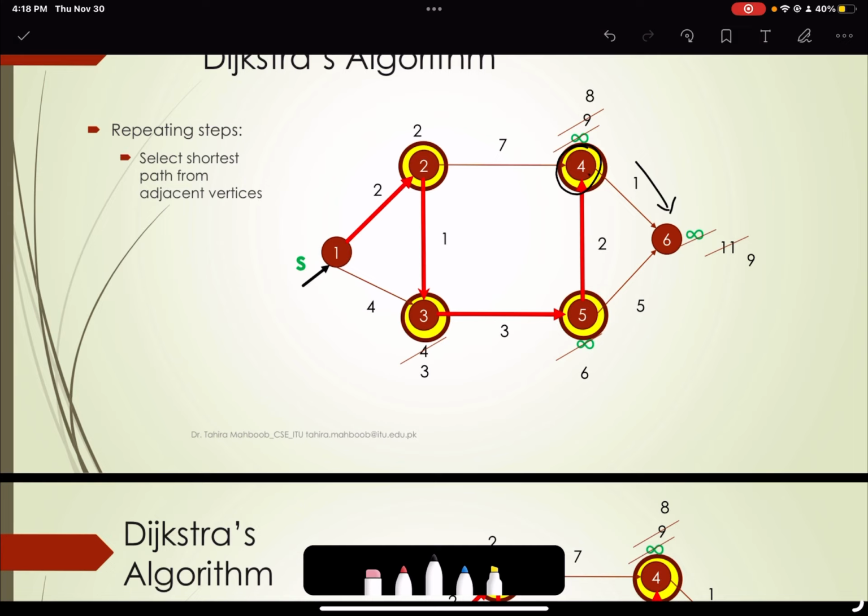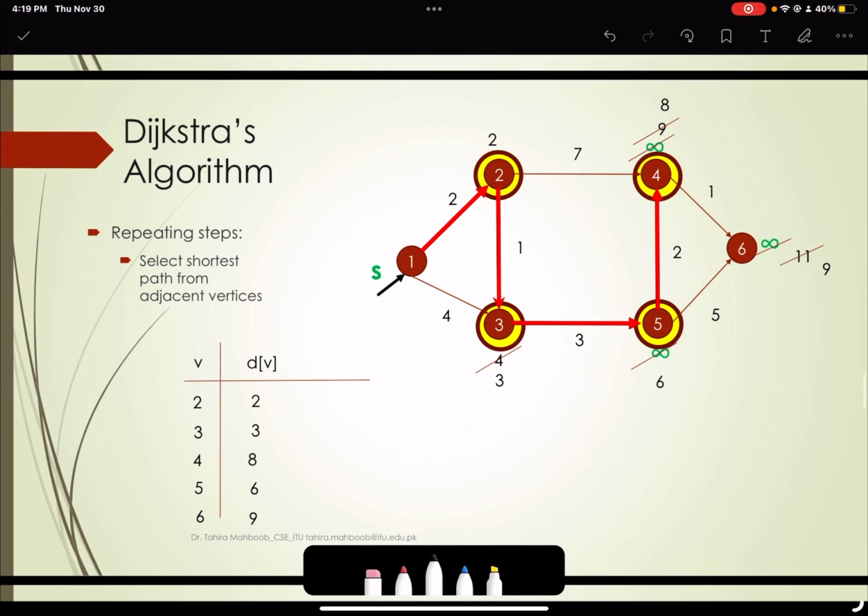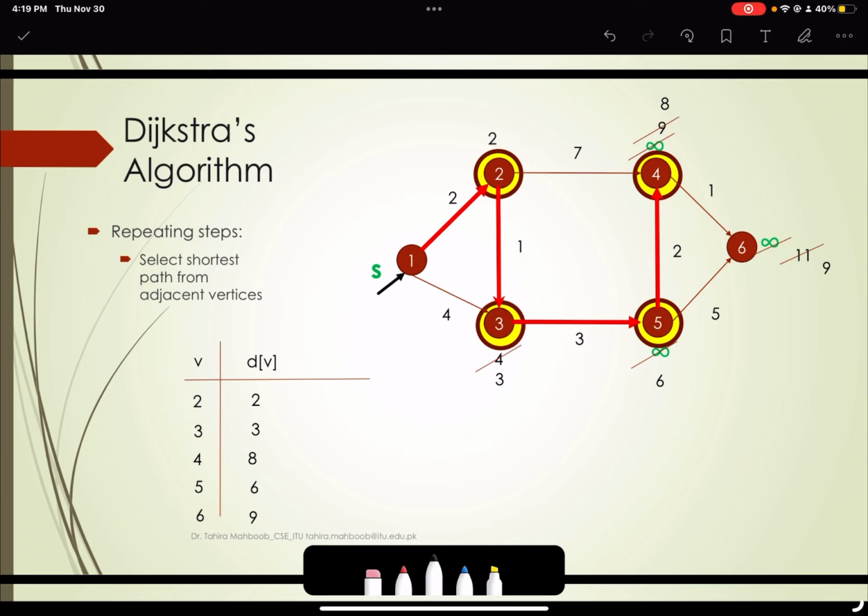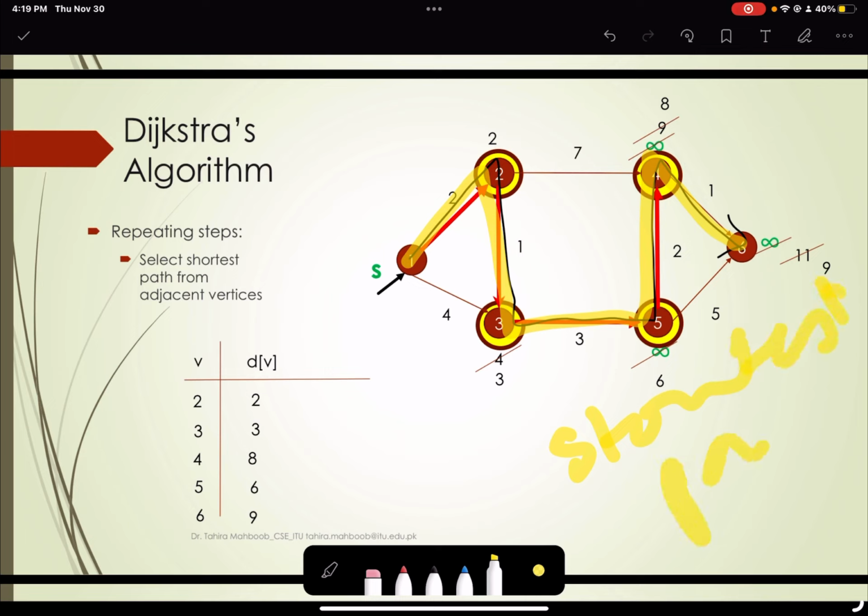and if we go from 4 to vertex 6, it was 8. Now add this cost, that is 1. So 8 plus 1, initially from going from here it was 11, but now it is updated to 9. So the path that we are going to take is from here to here and then here. This is the aggregate, the final path, which is the shortest path: 1, 2, 3, then 5, then 4, then 6.